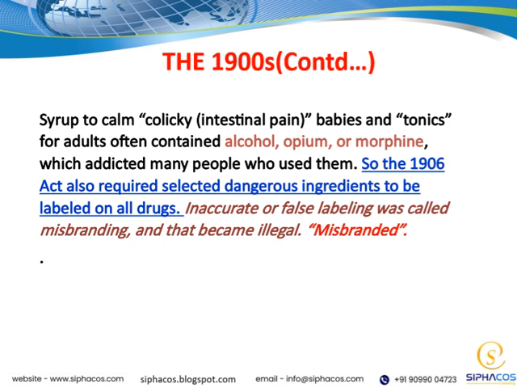Another key point is the issue of mislabeling. When a product was inaccurately or falsely labeled, it was called misbranding. And this became illegal because it was deceptive and potentially hazardous. So overall, this act marked an important move toward transparency and safety in the drug industry, helping to build trust and ensure people knew exactly what they were using.